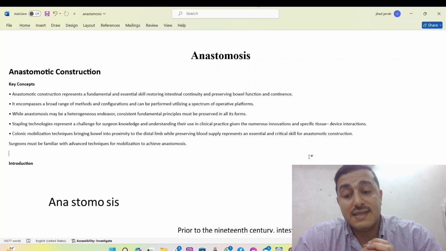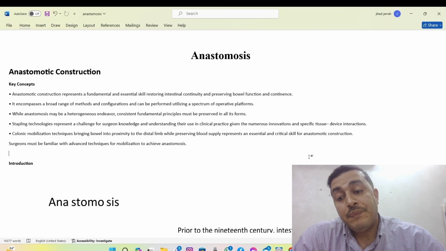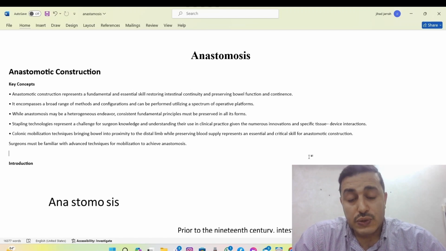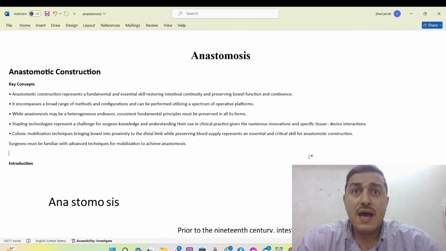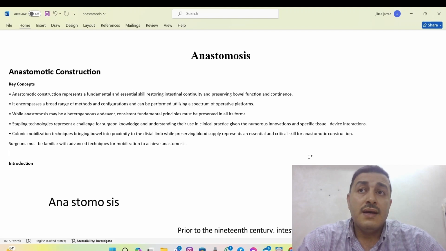Our lecture today is a continuation of the series we have started, What Surgeons Should Know, and it's about anastomosis. As a brief introduction, in this lecture we are going to concentrate more on lower GI anastomosis. Of course, there are consistent fundamental principles that can be applied to both lower GI and upper GI anastomosis. But I think that upper GI anastomosis requires unique knowledge.